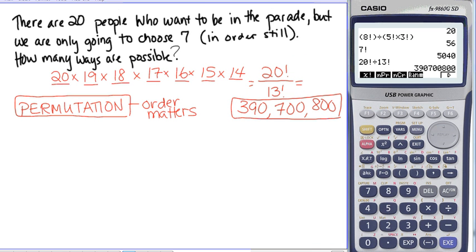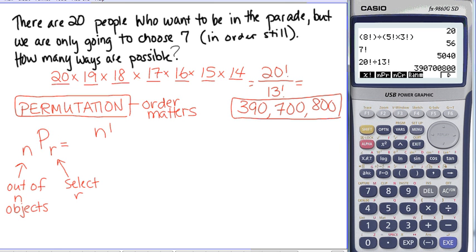Okay, so I scrolled down some too here. And the way we do this is it's called nPr. And nPr means out of n objects, we want to select r of them. So the formula for permutations is n factorial over (n minus r) factorial. And that's what we really just did up here.